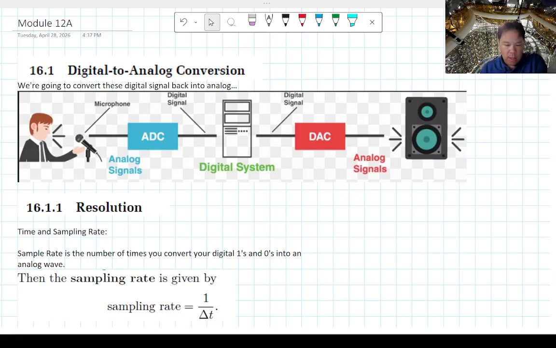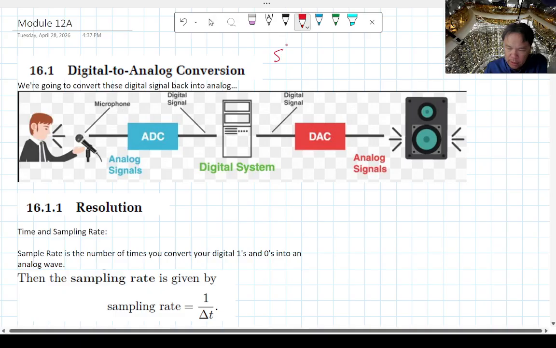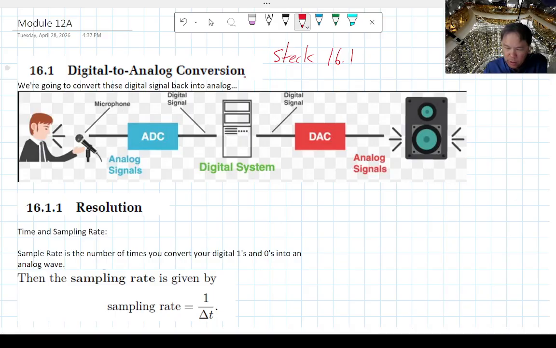Hi everyone. Today we're going to start the next section for Module 12A, and this is going to be based out of Steck, beginning of Chapter 16, 16.1, which is going to be on digital to analog conversion. So far what we've done is the first 7 weeks of the class, you did all analog electronics, meaning you're dealing with all these sines and cosine waves at different frequencies, combine them together, and you amplify them, you filter them, you can modulate them, right?